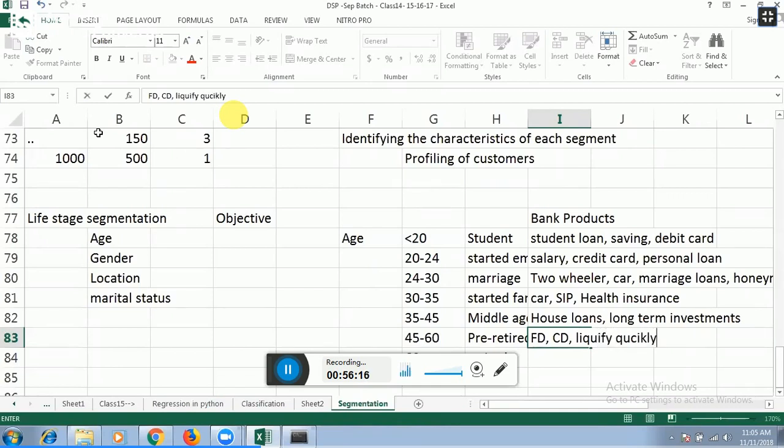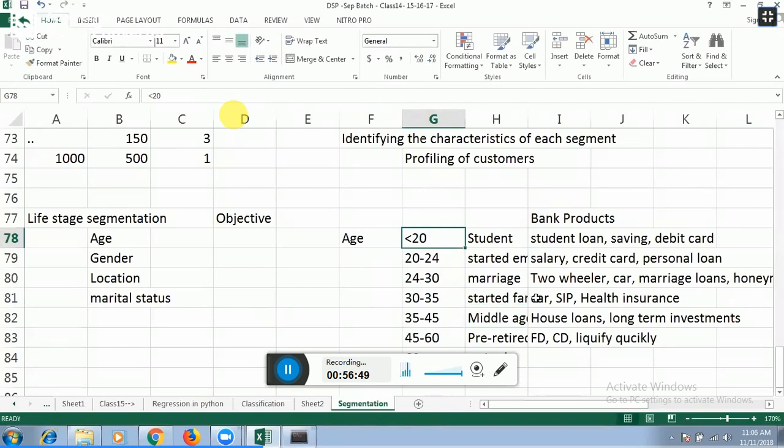kind of products. And in the retired stage, you will always maintain sufficient balances, or whichever products will give you interest on a monthly basis. That kind of products you will offer. Am I correct or not? A simple example is, based on the age, I am dividing the customers into segments, and for each segment I am offering a different kind of products. Why? Because that is the behavior of the customer.